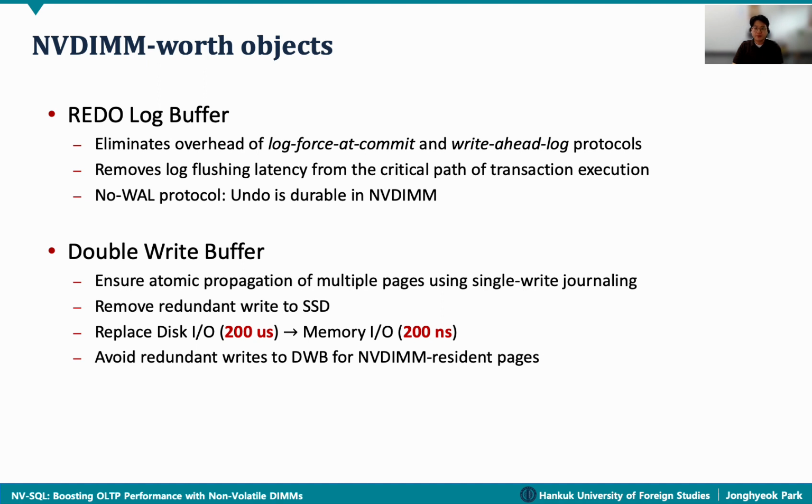Next, the double-write buffer. MySQL InnoDB engine depends on journaling to ensure atomic propagation for multiple pages. Unfortunately, this redundant write can hamper performance. By placing a 2 MB double-write buffer in NVDIMM, we can realize single-write journaling by replacing disk I/O with memory I/O. Moreover, for NVDIMM-resident pages, we can bypass the redundant write to the double-write buffer. This is another beneficial side effect of MVC-curl.